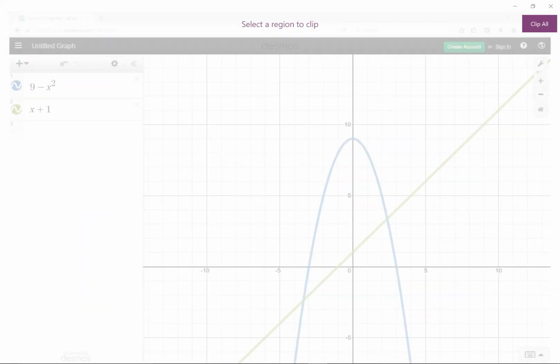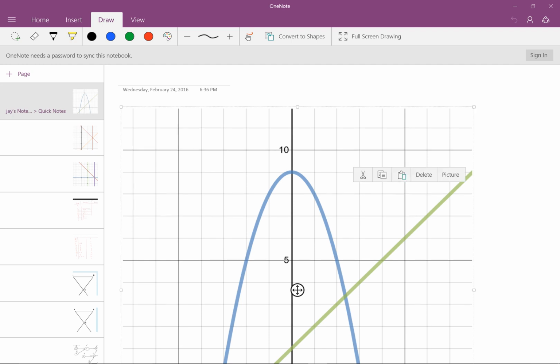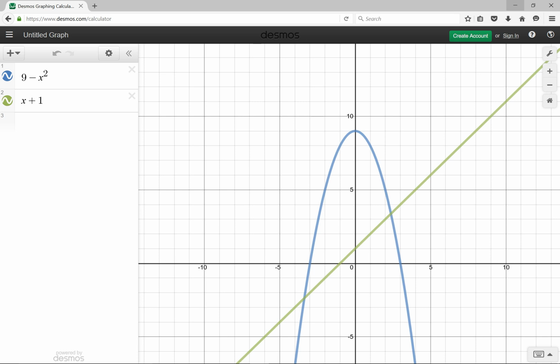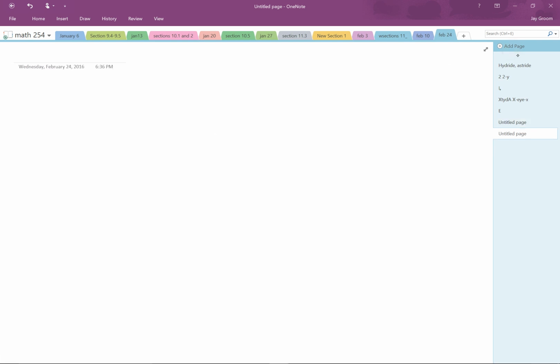That's what OneNote's for, Jay. Just copy it. There you go. Cut. So let's think about this. Come on, give it to me. Where's the paste button? For God's sakes.